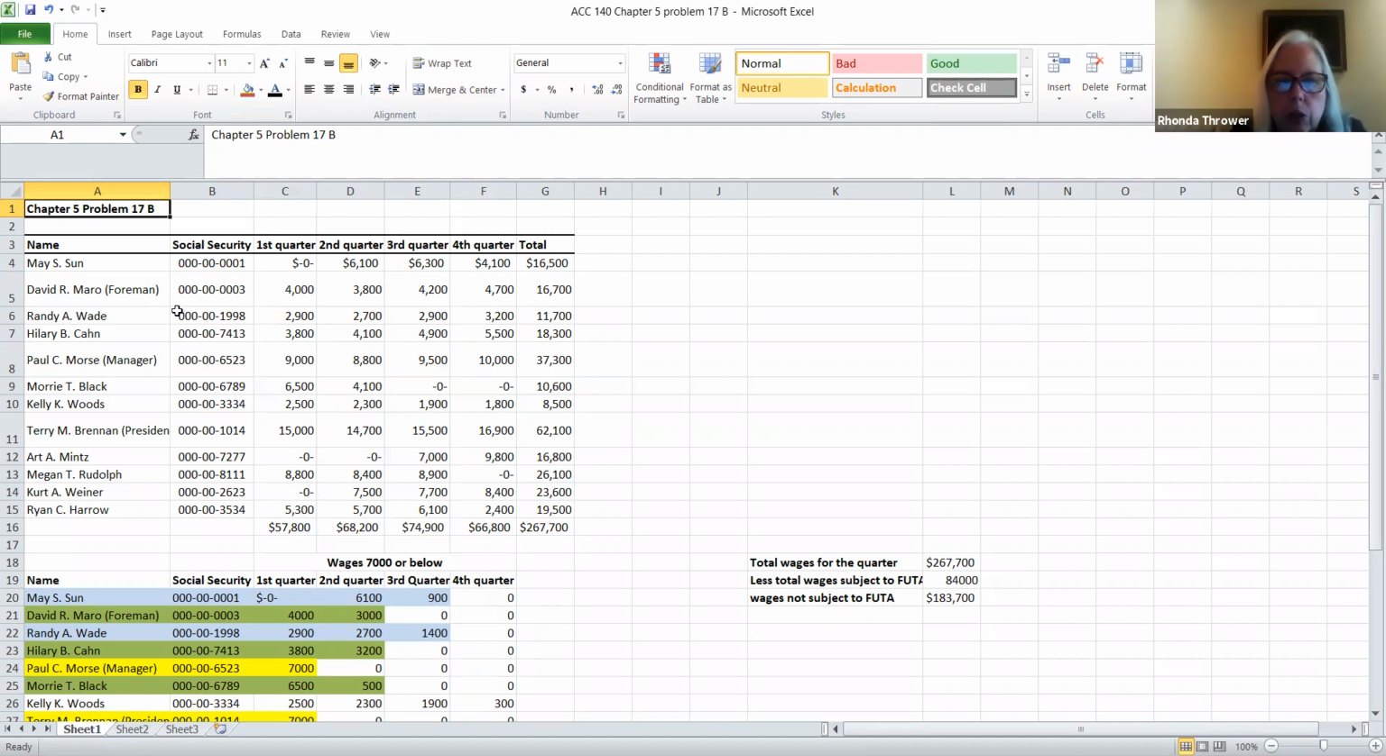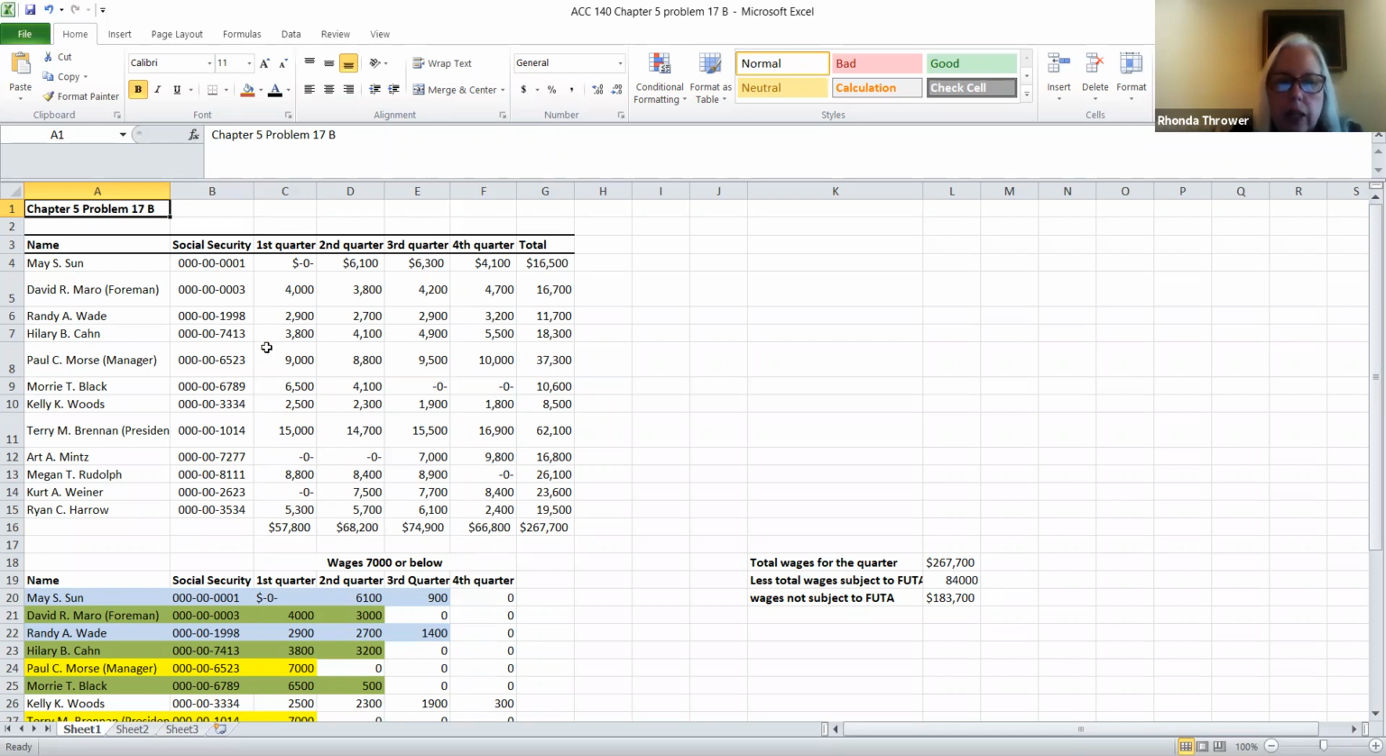For David Marrow, in the first quarter, we paid him $4,000. So all $4,000 is taxable in the first quarter. We paid him $3,800 in the second quarter. The ceiling is $7,000. So if $4,000 was taxable in the first quarter, only $3,000 of the $3,800 would be taxable in the second quarter for David Marrow. So he reached $7,000 in the second quarter.